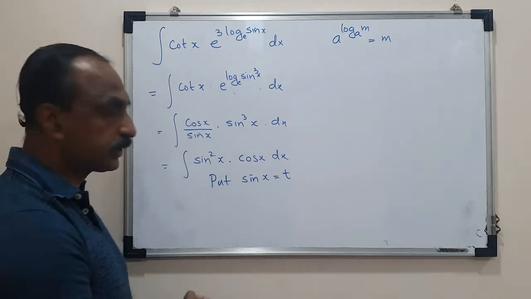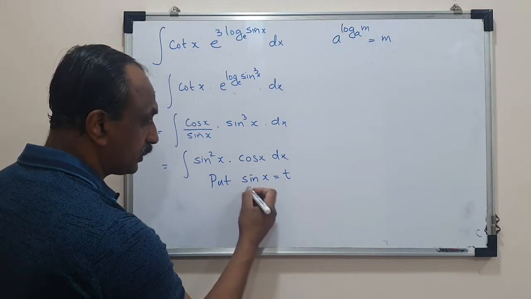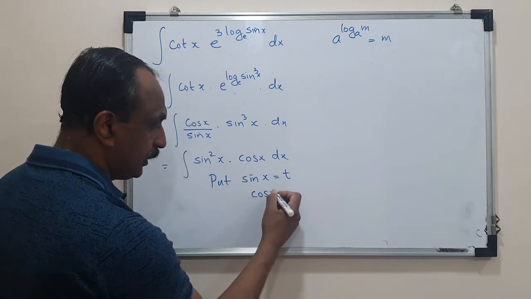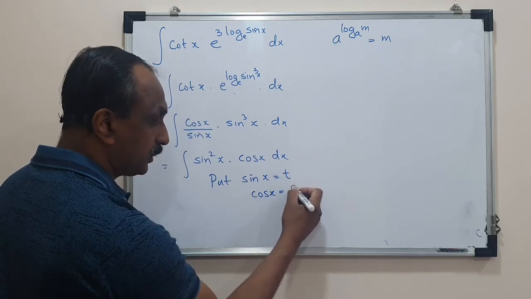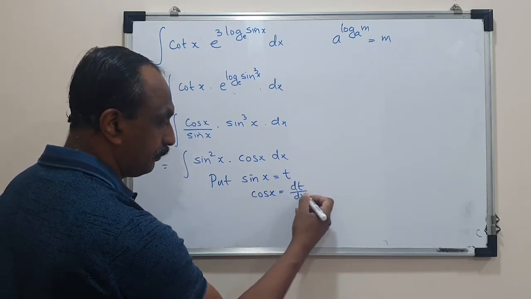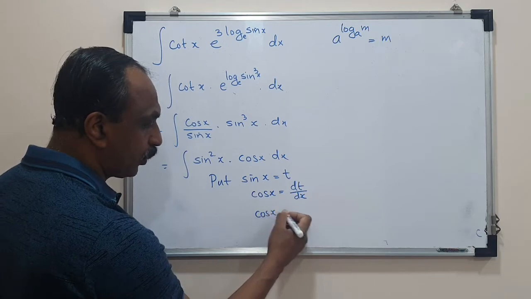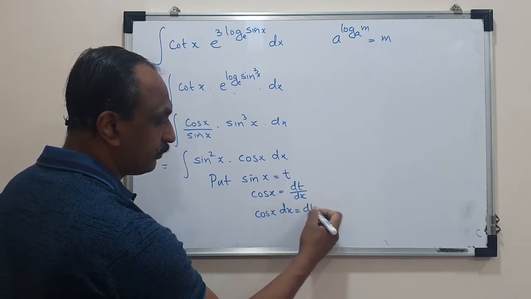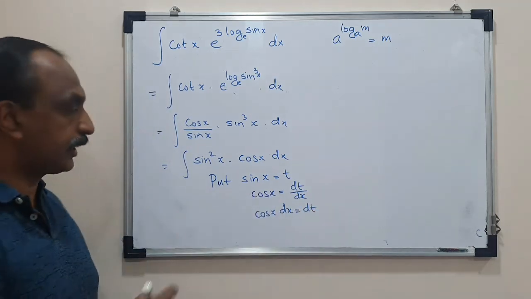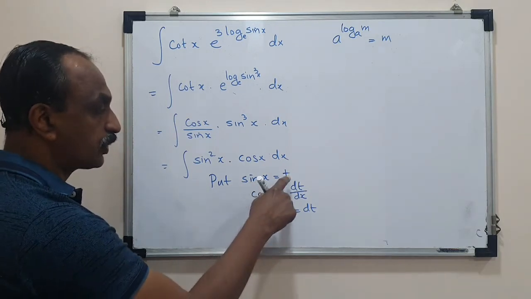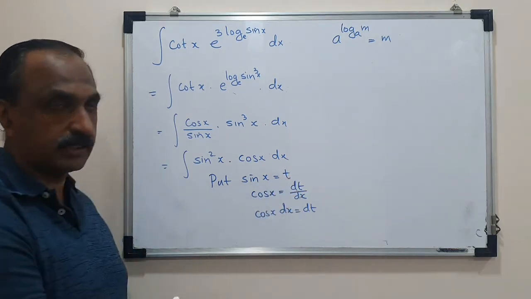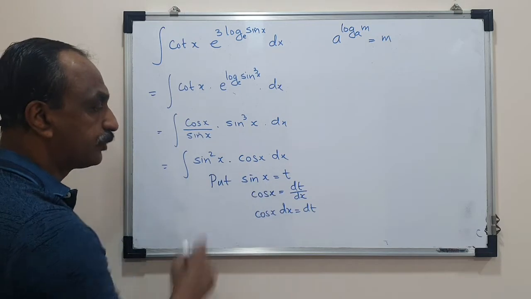So differentiate both sides. The derivative of sin x is cos x. The derivative of t with respect to x is dt by dx. So I can write directly cos x dx equal to dt. This is obtained by differentiating: differentiating sin x, we got cos x, and differentiating t, we got dt by dx. So I can substitute this.